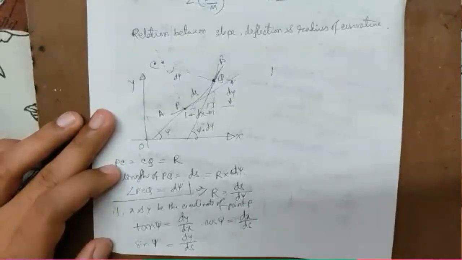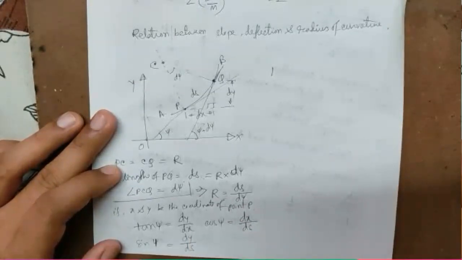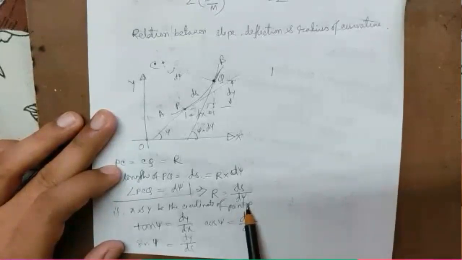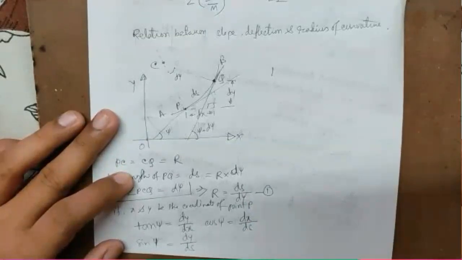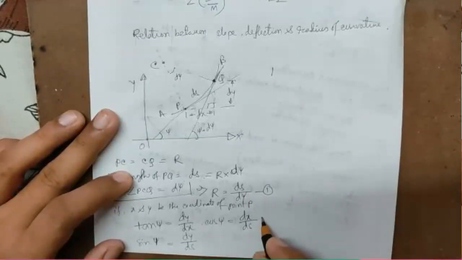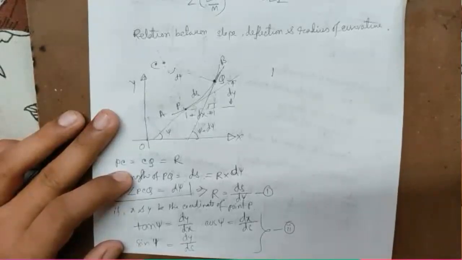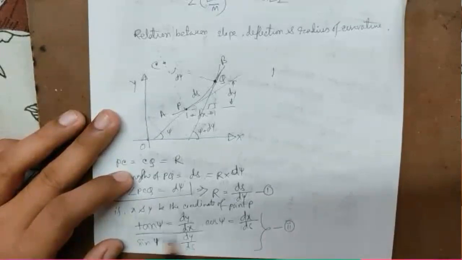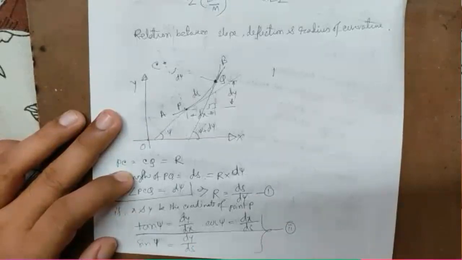So now tan psi is equal to dy by dx, cos psi equal to dx by ds, sin psi equal to dy by ds. So this equation, R equal to ds by d psi, say this is equation 1, and these all can be used as a set of equations 2. All this set of equations are say 2, or you can just remember this one. This will be required later on, so just give it as 2.